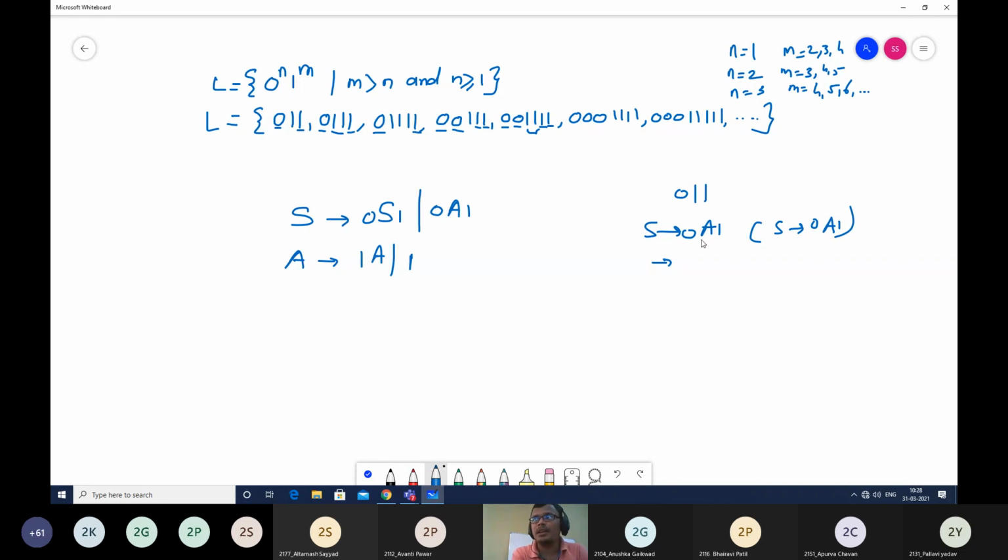Now, what is there in between here? Remaining 1. So I can use A gives 1, right? So my string 011 is accepted.